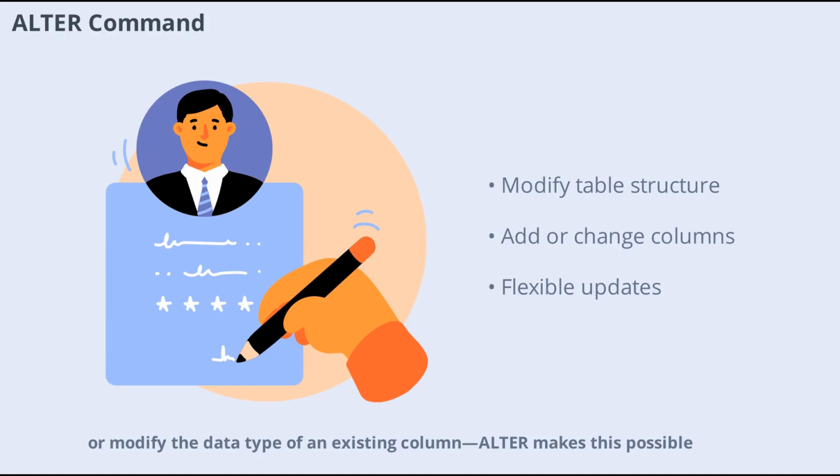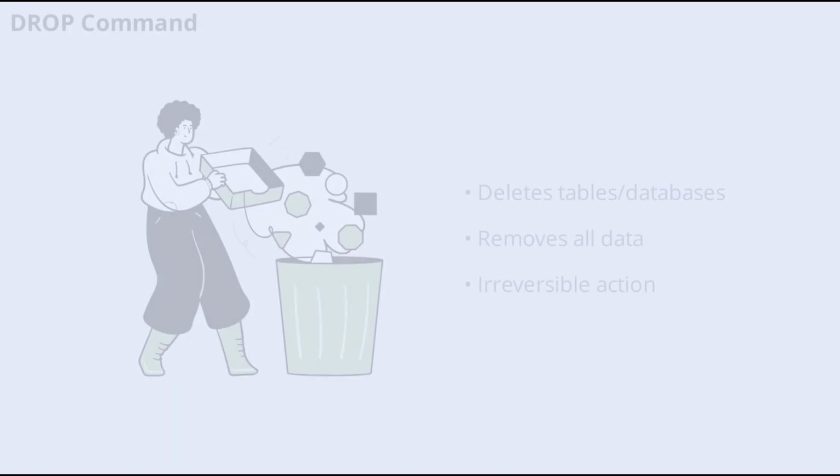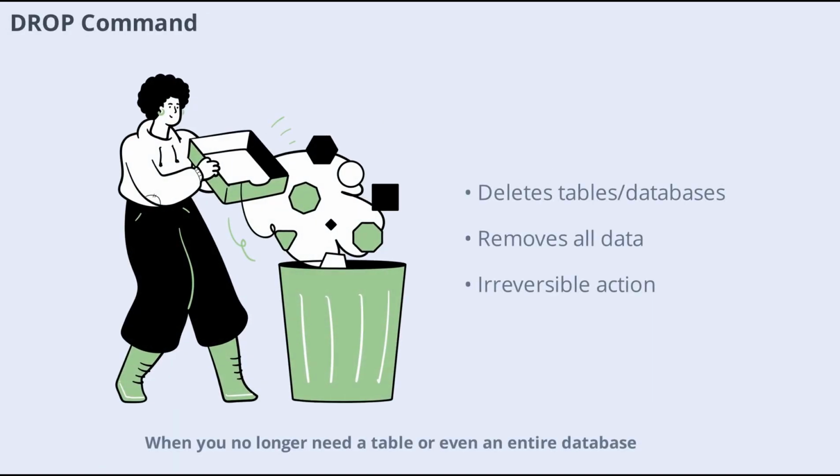Alter makes this possible. It's a flexible tool for updating your database structure as your needs evolve over time. When you no longer need a table or even an entire database, the drop command comes into play. This command completely deletes the table or database, removing all its data and structure. It's a powerful command, so it should be used with caution, as the data cannot be recovered once dropped.